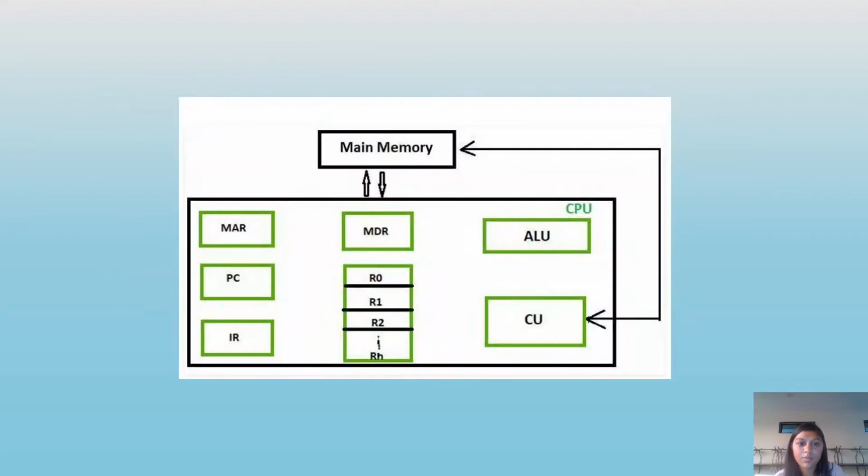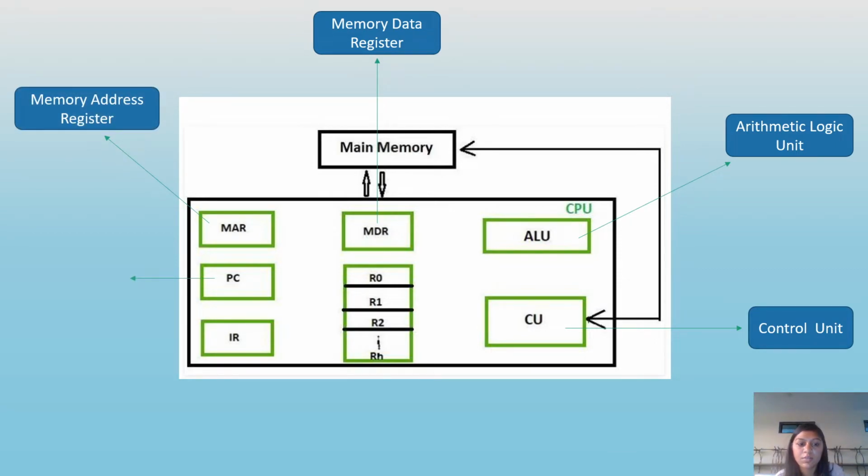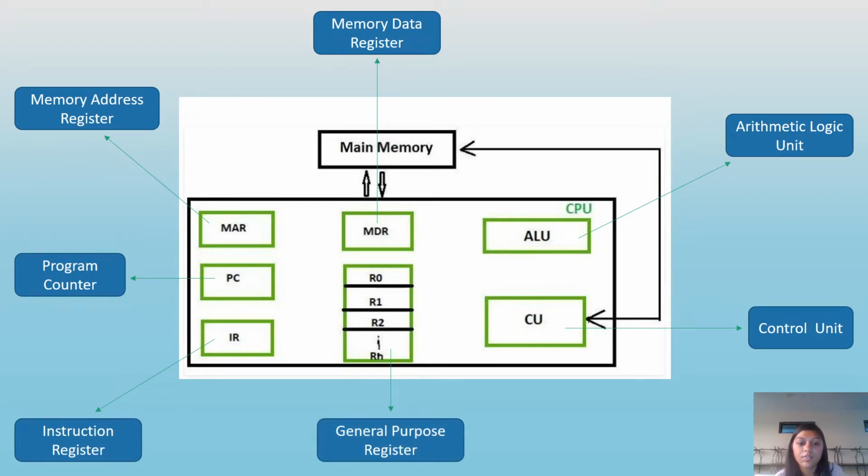Let's see the diagram of the CPU. Here ALU stands for the arithmetic logic unit, CU control unit, MDR memory data register, MAR memory address register, PC program counter, IR instruction register, and R0, R1, R2 up till Rn are the general purpose registers. The memory data register, memory address register, program counter, instruction register, they all are the special purpose registers. There are also many other special purpose registers that exist in this CPU.